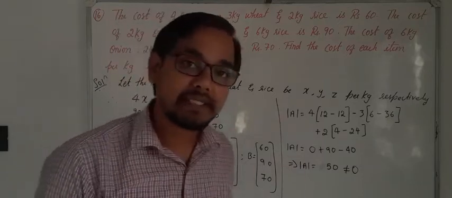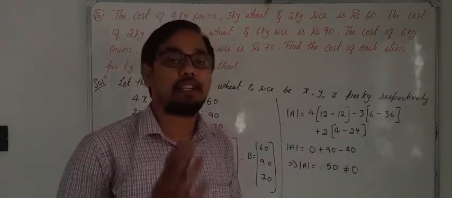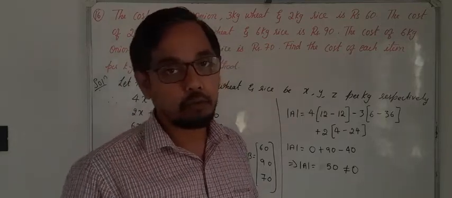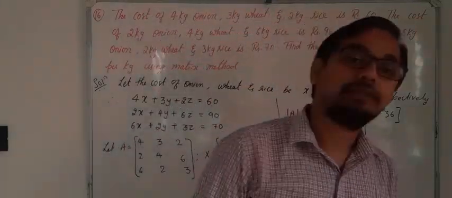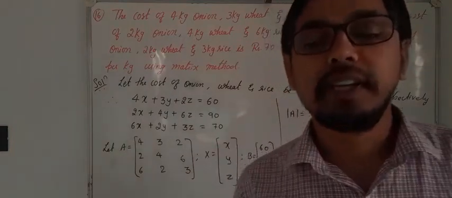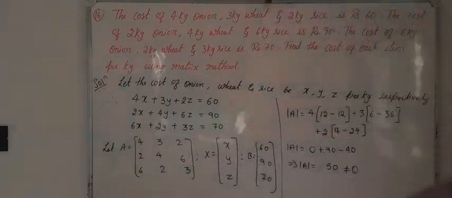So we need to apply X is equal to A inverse into B. First let us find A inverse, then we can go for X is equal to A inverse into B. Okay. Now pause for a moment and make a note of it.